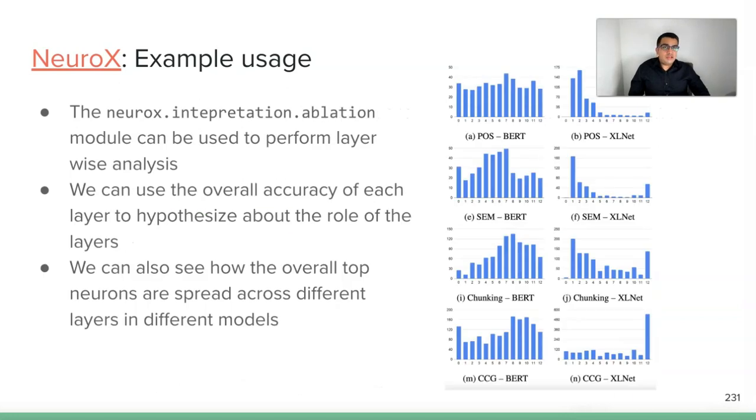The ablation module has also been used to perform layer-wise analysis. The top neurons were used, again in this case, to see how the knowledge is encoded across layers in a pre-trained language model, with some models having more or less equal neurons across different layers, while others having very few layers with a high number of neurons.